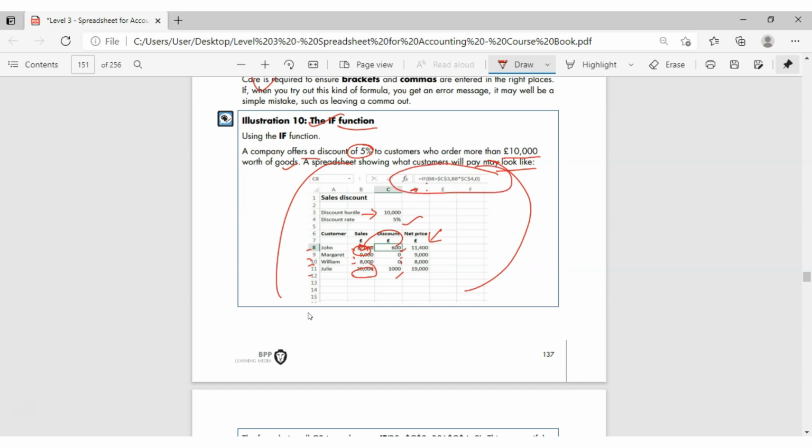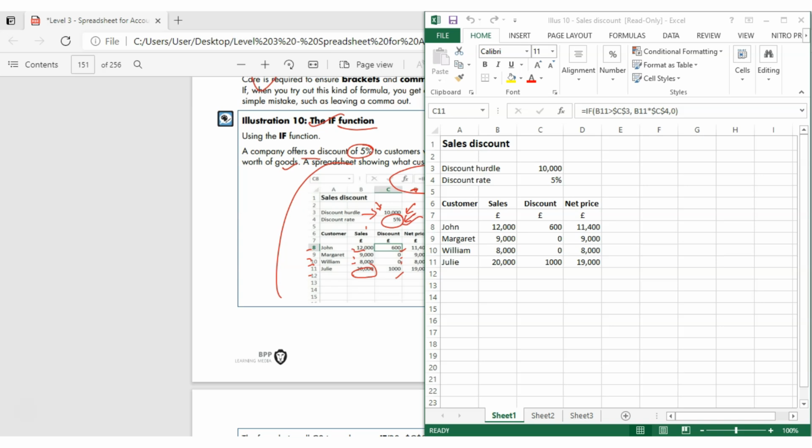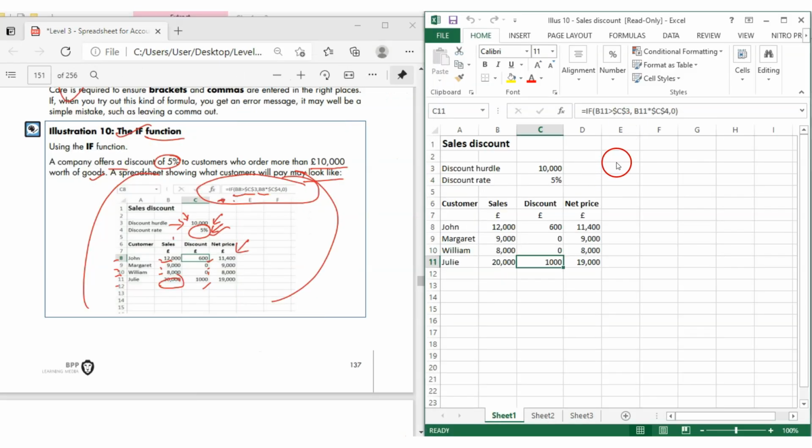Equals IF B8 is greater than C3. This is the B8 here. If this B8, 12,000, is greater than this 10,000, you're entitled to a 5% discount. If B8 is greater than C3, and C3 would be locked, an absolute value, comma, B8 times C4. B8 times C4 is 5%. Comma 0. If it is not, if it is false, then the answer should be 0.